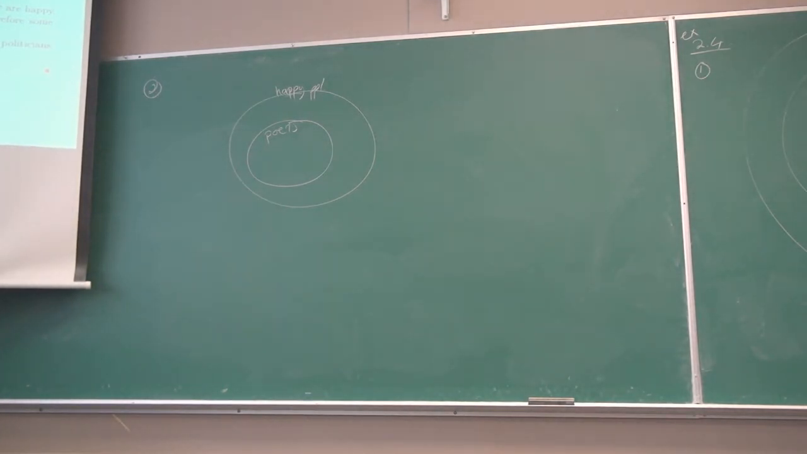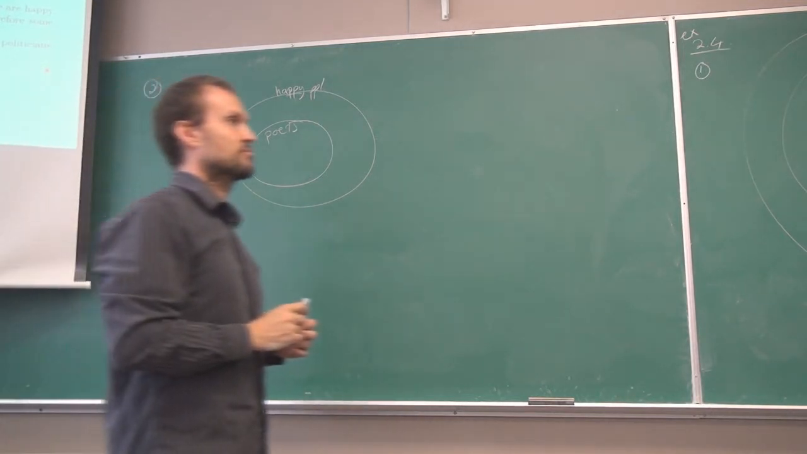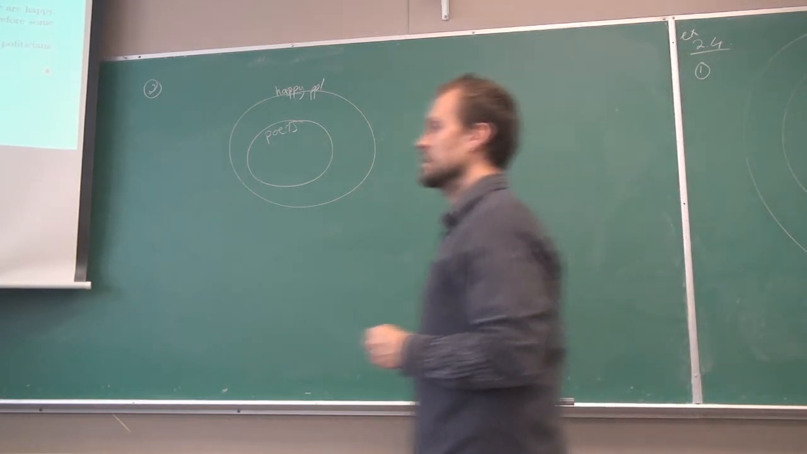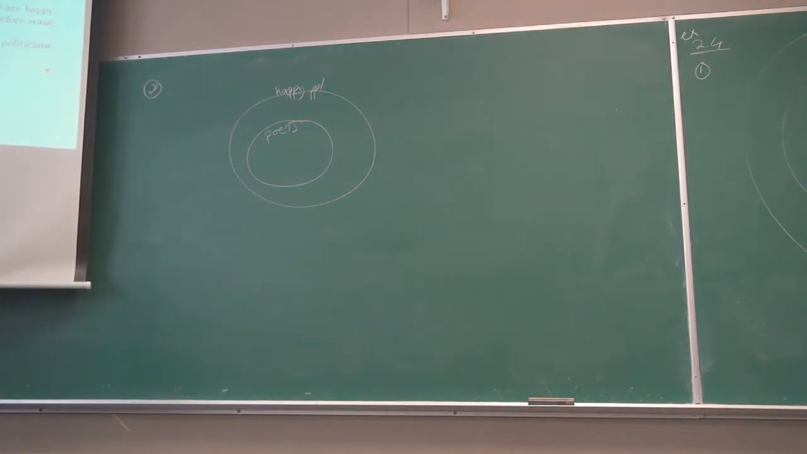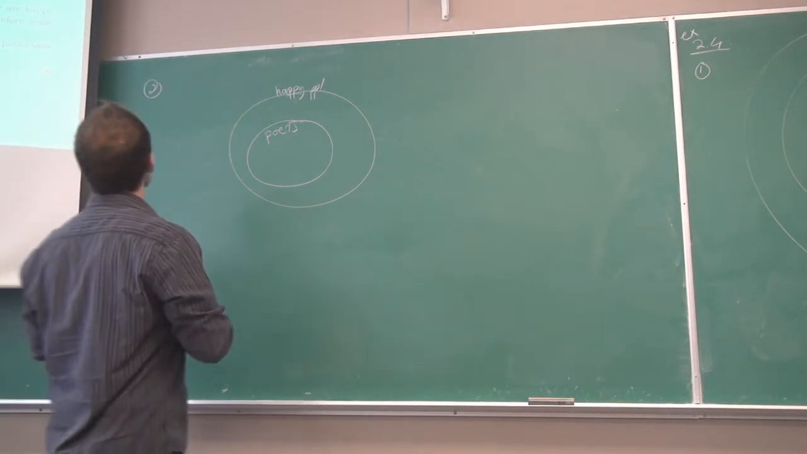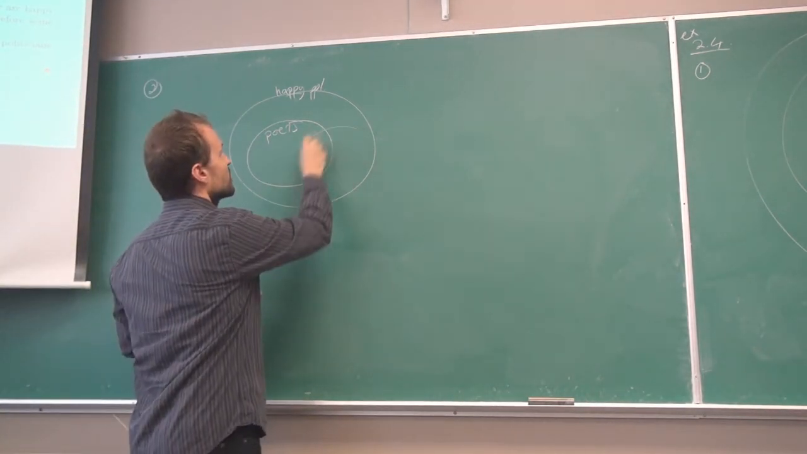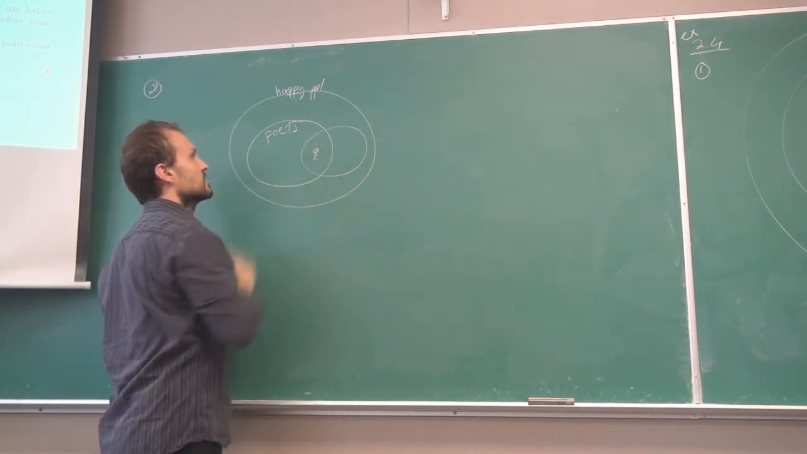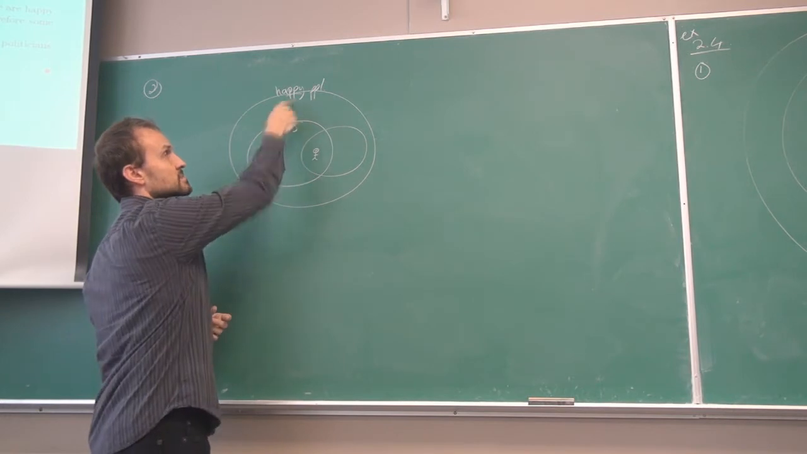Some poets are lazy. Now we haven't had a some sentence before. It doesn't mean all poets are lazy. It just means there is a poet that is also lazy. So it's not one circle contained in another, but rather it's an overlap. It's an overlap. Now it could be over here. As long as I have a poet, he's happy, right? Smiling. He's in the happy circle.